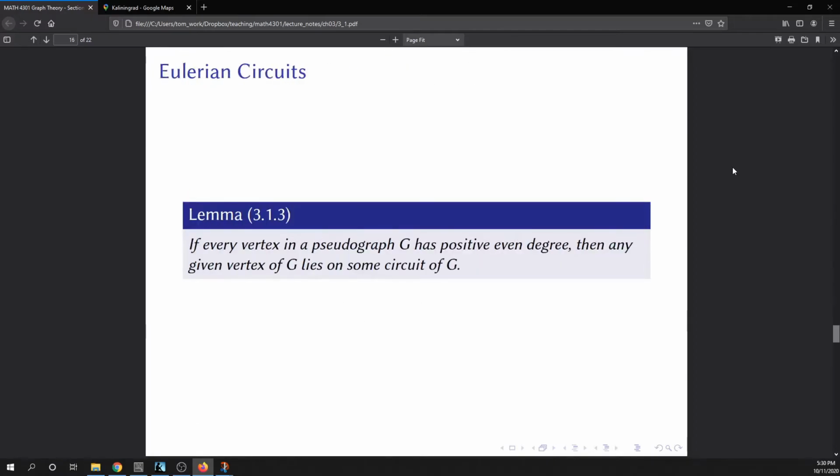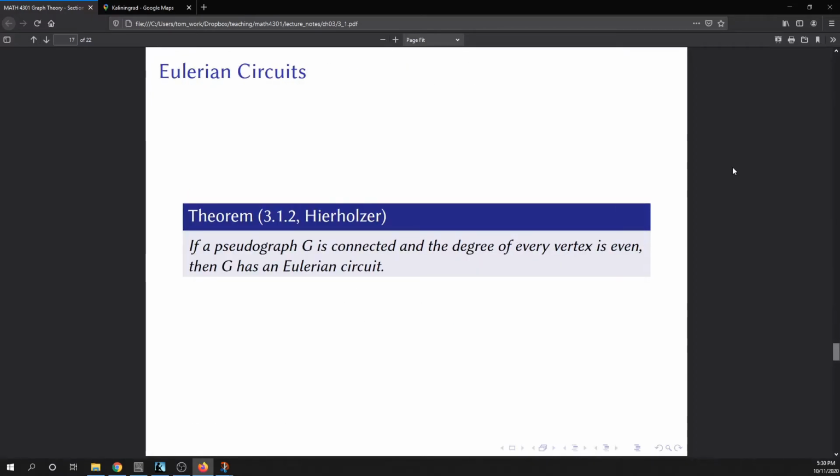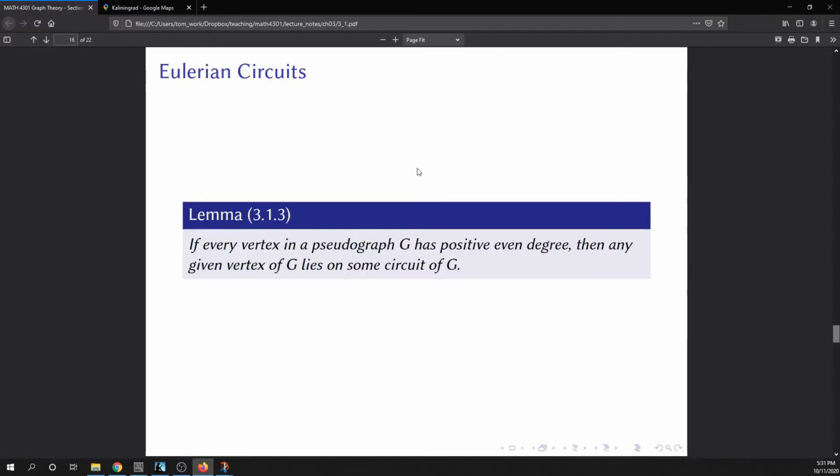The converse of that was proved about 100 years later by Hierholzer, and that is if you have a pseudograph G that's connected and the degree of every vertex is even, then you are going to be able to find an Eulerian circuit in there. So that's the converse of the theorem that Euler proved. So that's an if and only if. A pseudograph G has an Eulerian circuit if and only if it is connected and the degree of every vertex is even.